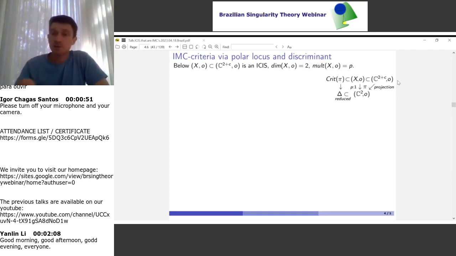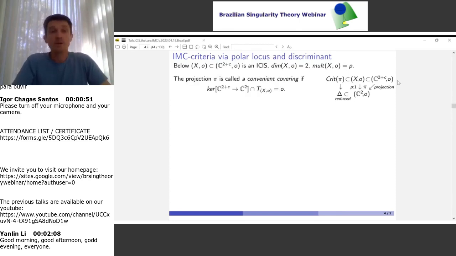In general, the discriminant has non-trivial scheme structure. It could have multiple components, and can be non-reduced. But in this talk, I will always take the discriminant just set-theoretically. I will forget about its multiple components. So set-theoretically, it is a plane curve singularity.